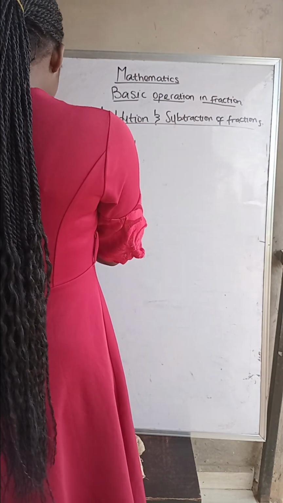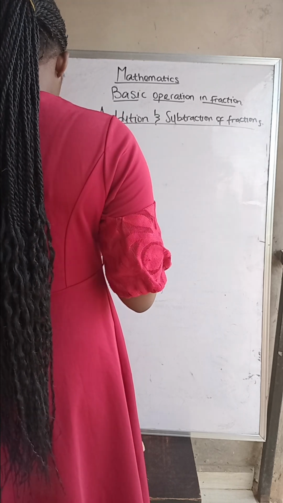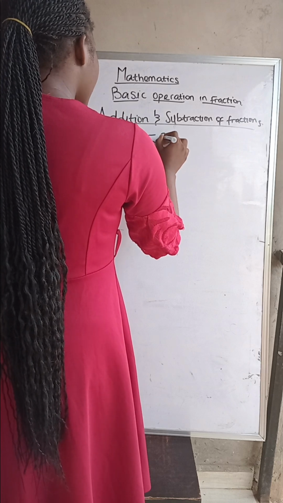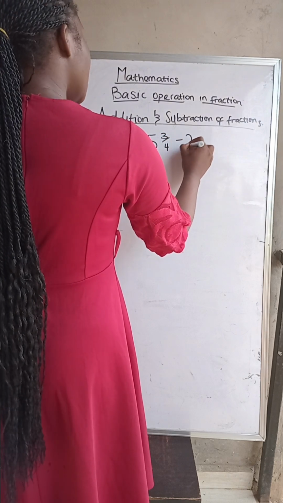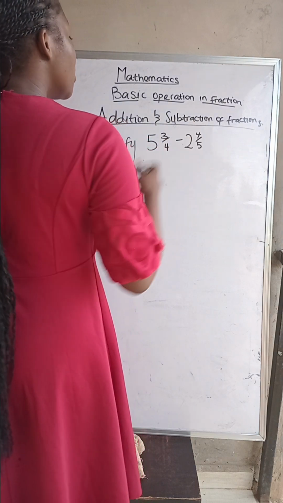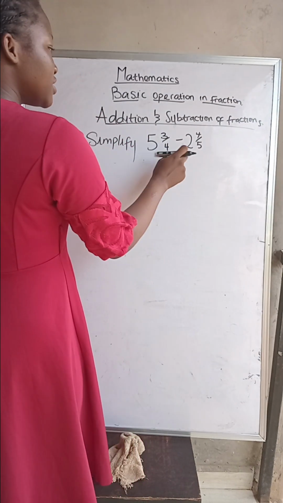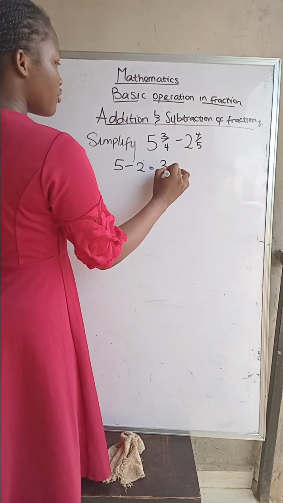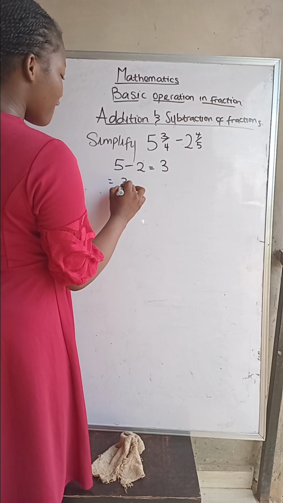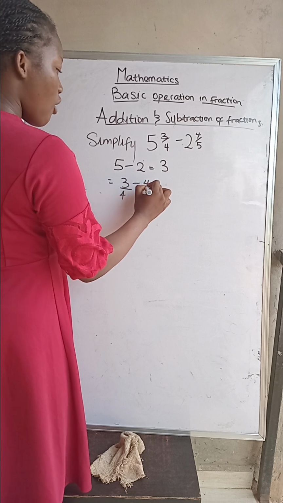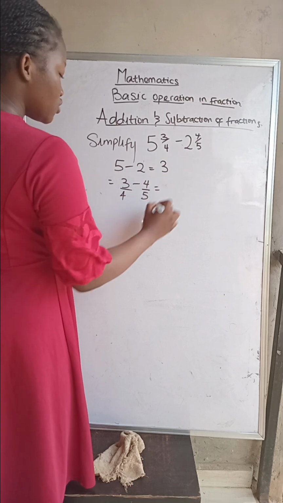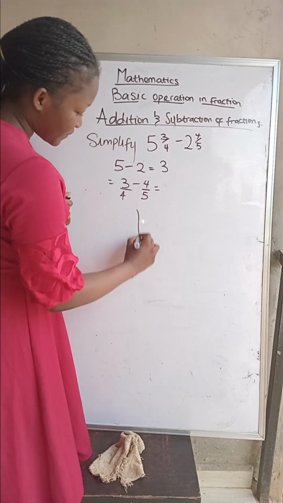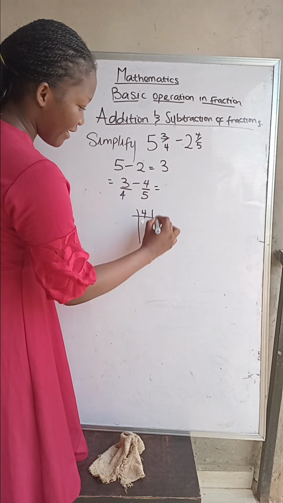So simplify 5 whole number 3 over 4 minus 2 whole number 4 over 5. So I said the first thing you do is to minus the what? The whole number. So we have 5 minus 2. That's what? 3. So the next one is what? 3 over 4 minus 4 over 5. That's equals to. Now you get the what? The LCM of 4 and 5.